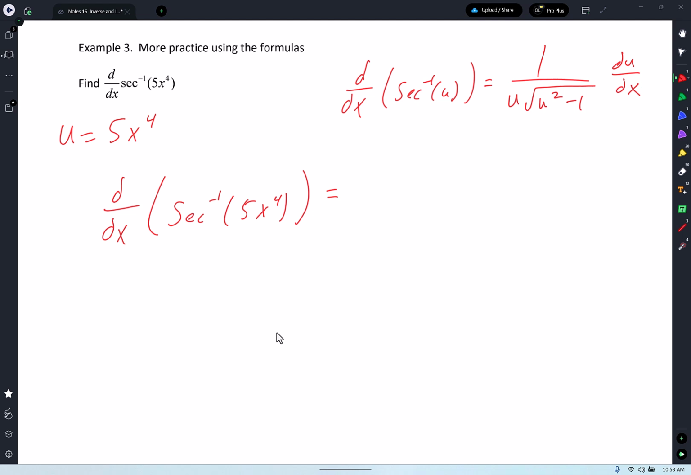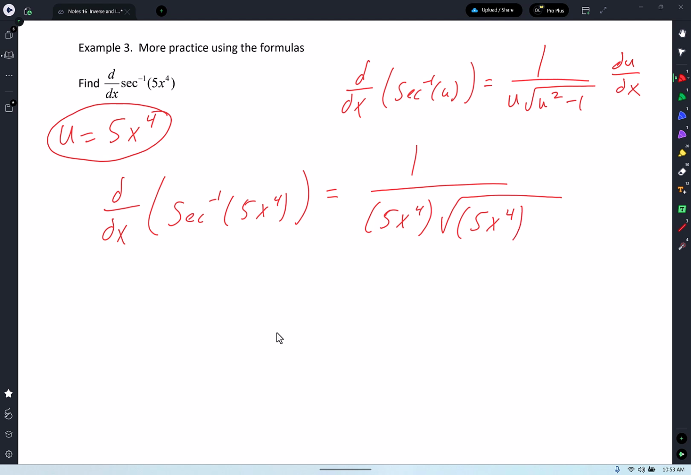I'm just going to go real slow and use my formula. 1 over, look what it says. It says u there, right? And what was my u? So that's what I'm going to put. 5x to the 4th, square root, parenthesis, 5x to the 4th, close it, squared, minus 1, times du dx. What's the derivative of 5x to the 4th? Done. Now all you're doing is just algebra.